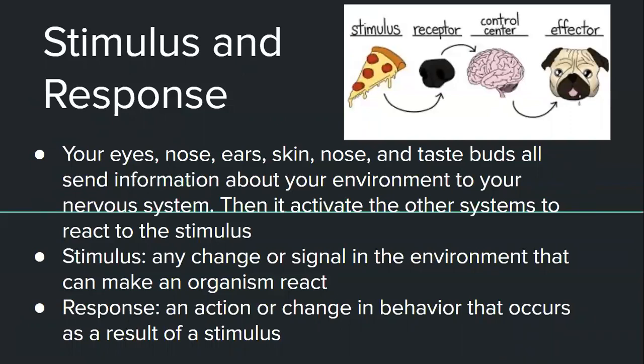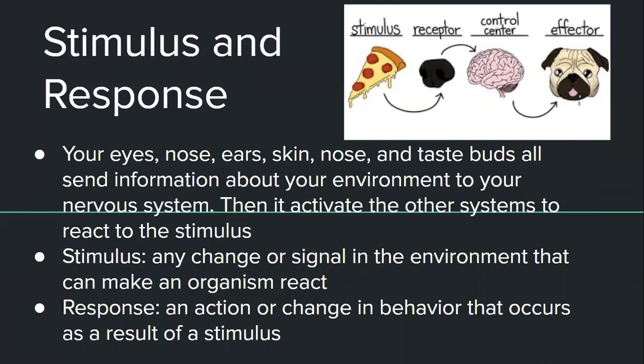Your eyes, ears, skin, nose, and taste buds also all send information about the environment to your nervous system. Your senses are going to allow you to react to loud noises, hot objects, and the odor of your favorite food. Any change or signal in the environment that can make an organism react in some way is called a stimulus. A response is an action or change in behavior that occurs as a result of a stimulus. Responses are directed by your nervous system, but often involve other body systems as well. Your muscular and skeletal systems help you reach for food, and your digestive system releases saliva before the food even touches your mouth.